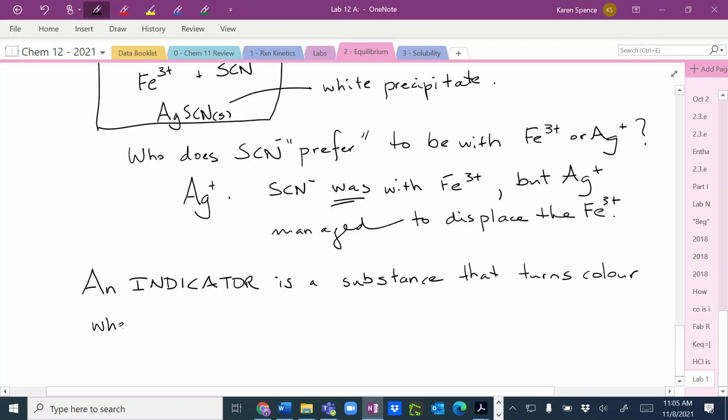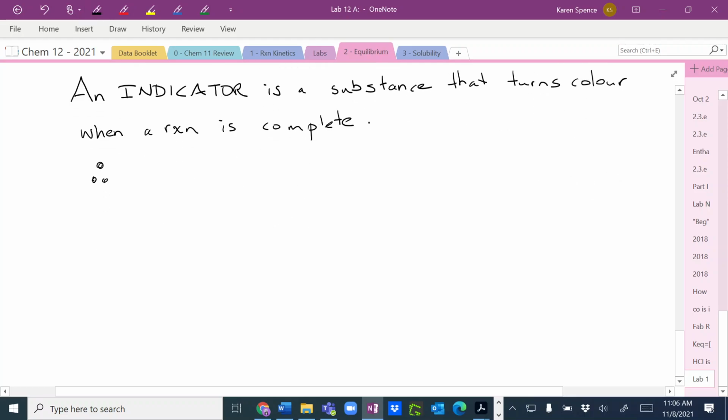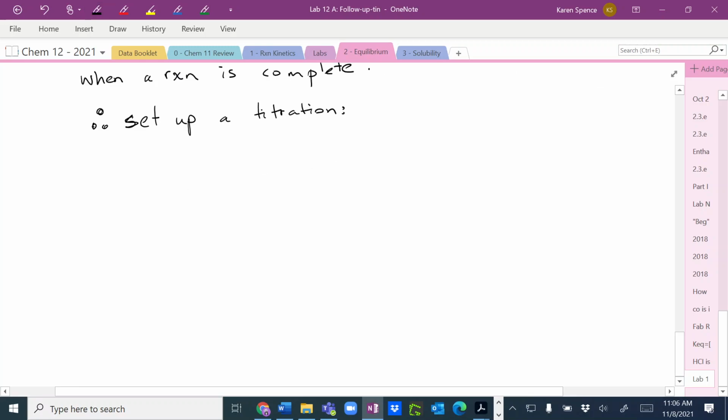when a reaction is complete. Therefore, what if we were to set up a titration? What kind of equipment do we need for a titration? Tell your partner.